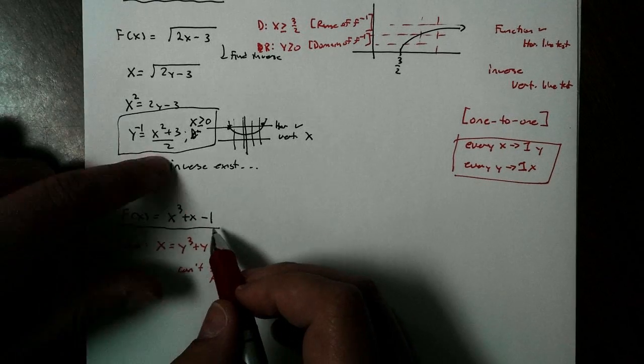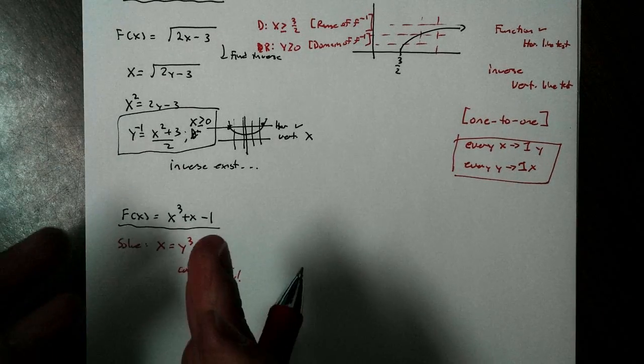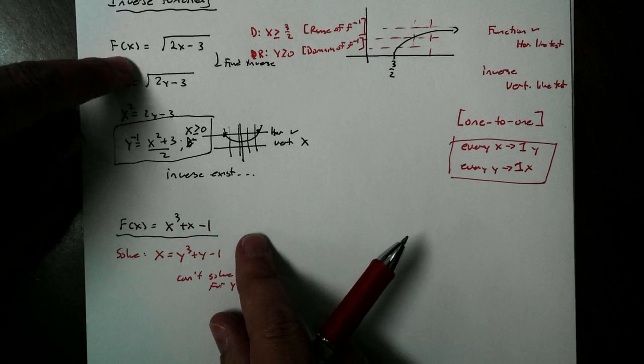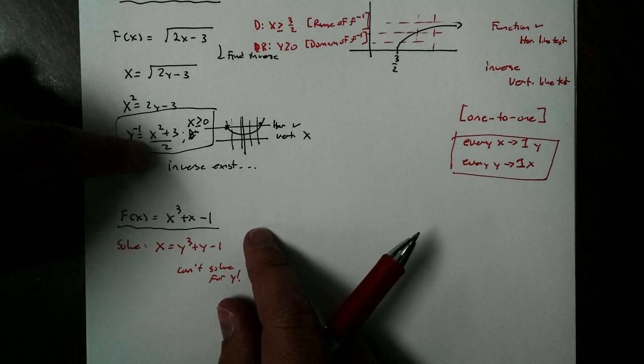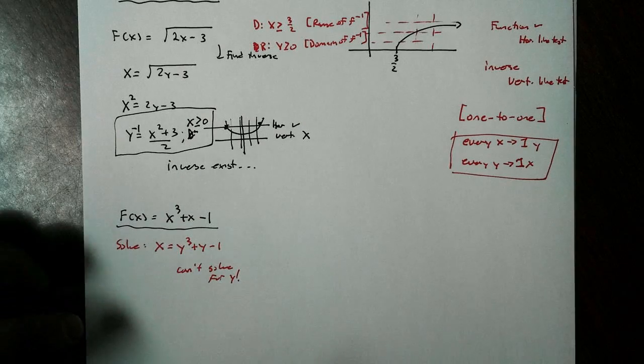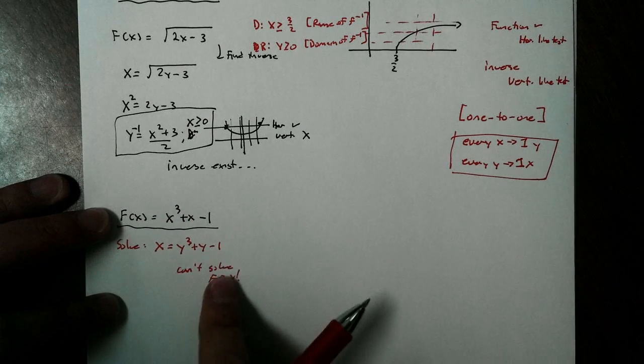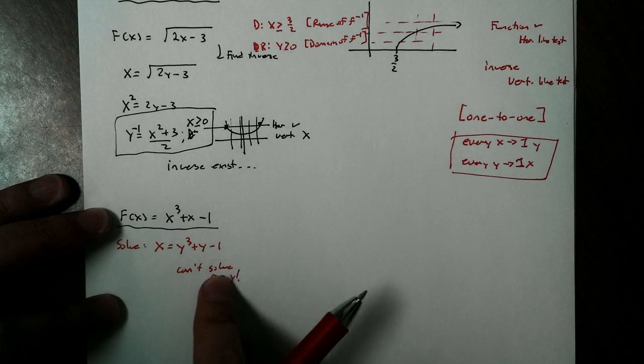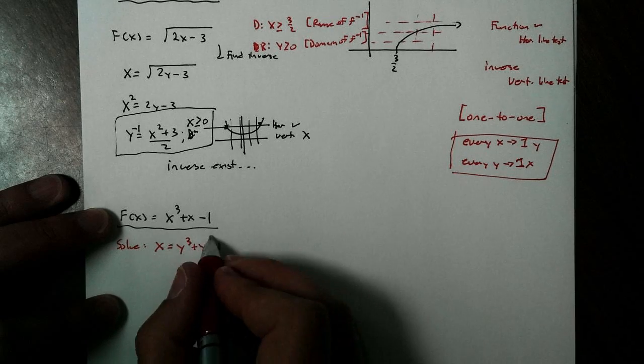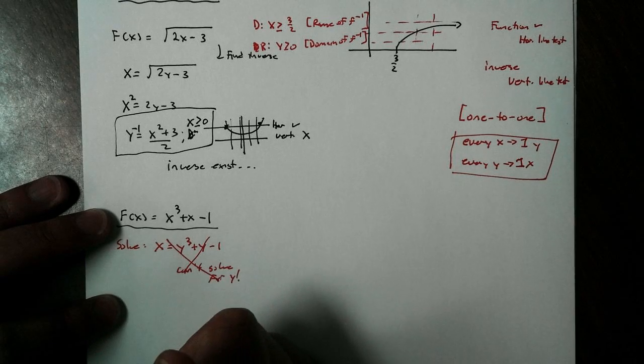Well, so I cannot solve for y. So I don't know if this inverse exists. See, for the first one, the square root, I know the inverse exists because I could find it and I could restrict the domain. But here, I can't find it. I can't solve for the inverse. So that's not going to work for me.